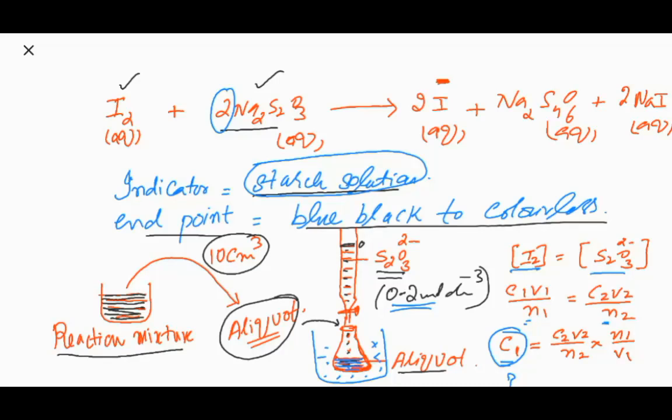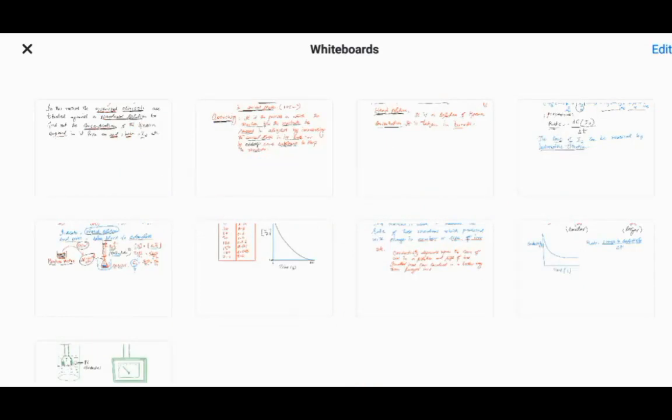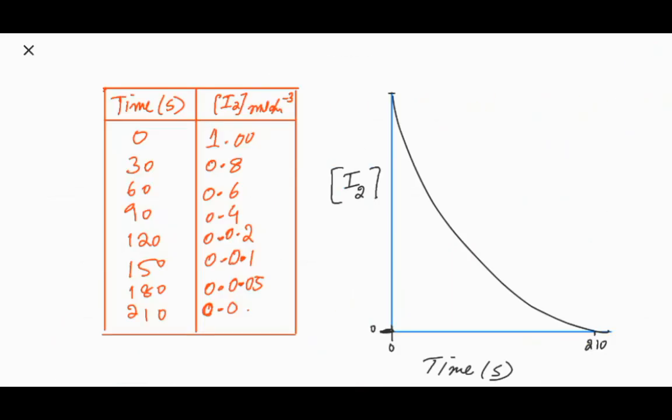Now repeat this process in the same way after regular intervals of time. Like at the beginning the concentration of iodine, say, is 1 mole per decimeter cube. After 30 seconds you are left with 0.8 mole, 60 seconds 0.6, 90 seconds 0.4 mole, then 120, then 150, then 180, and at 210 seconds all the iodine will be used up. So the concentration of iodine, because it is a reactant, is decreasing with the passage of time.